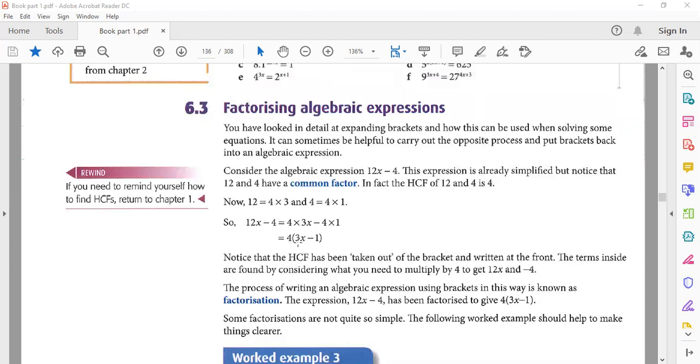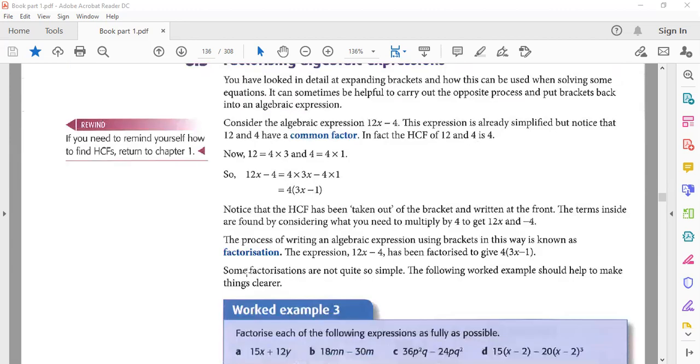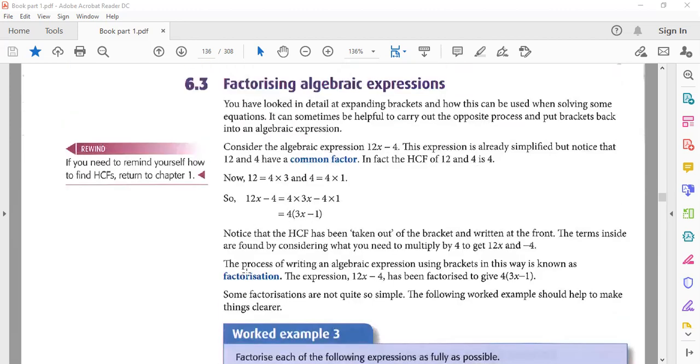Once you take a common from these two numbers, your answer will be 4. How many times equal to 12? 3 times. So 4 multiplied with 3x, and here is 1. Why we do this? If you multiply 4 in these numbers, you will get the same equation. In this topic you will learn how to take a common factor, and you also learn factorization as well.